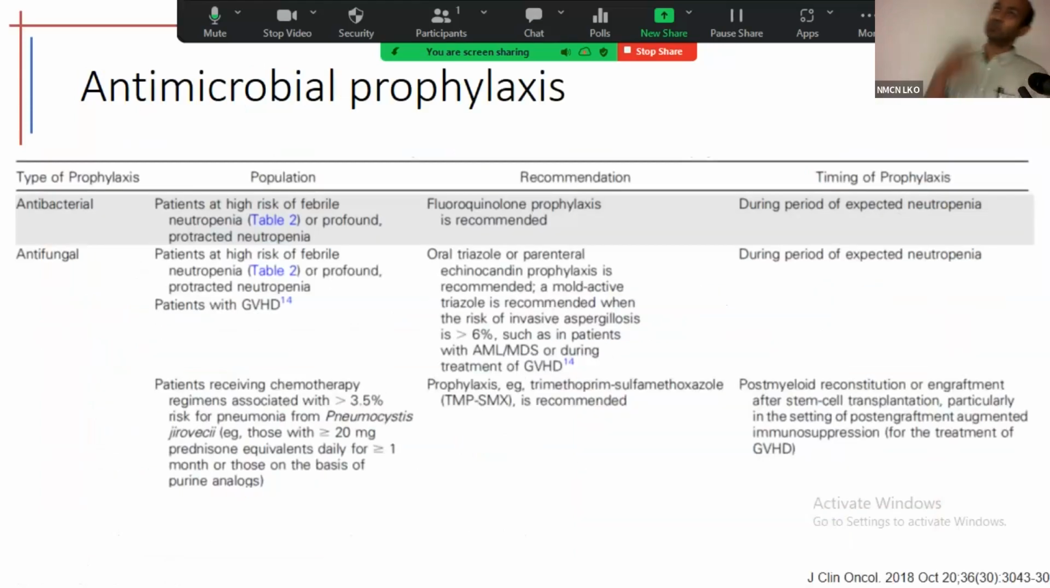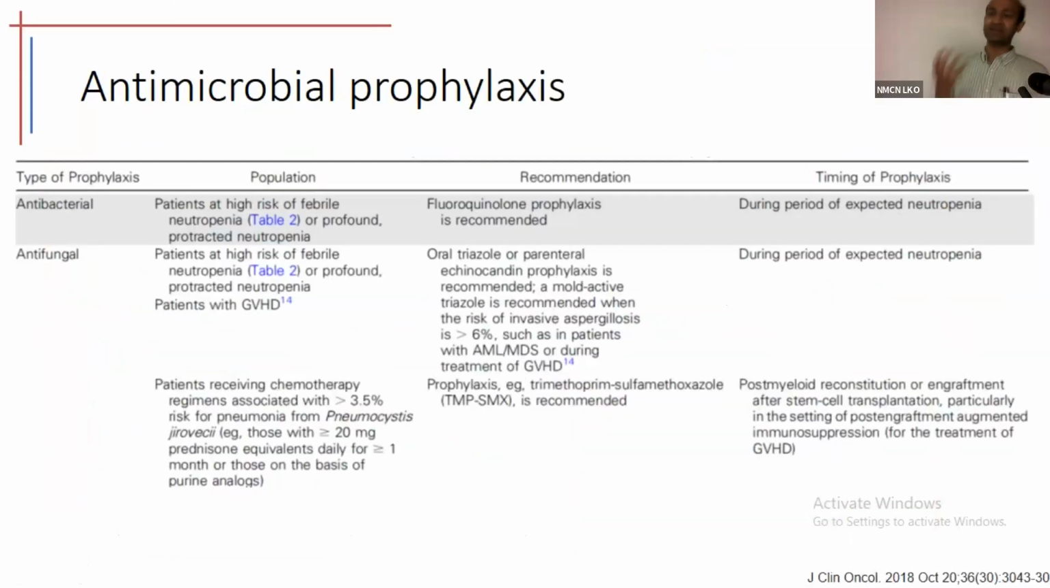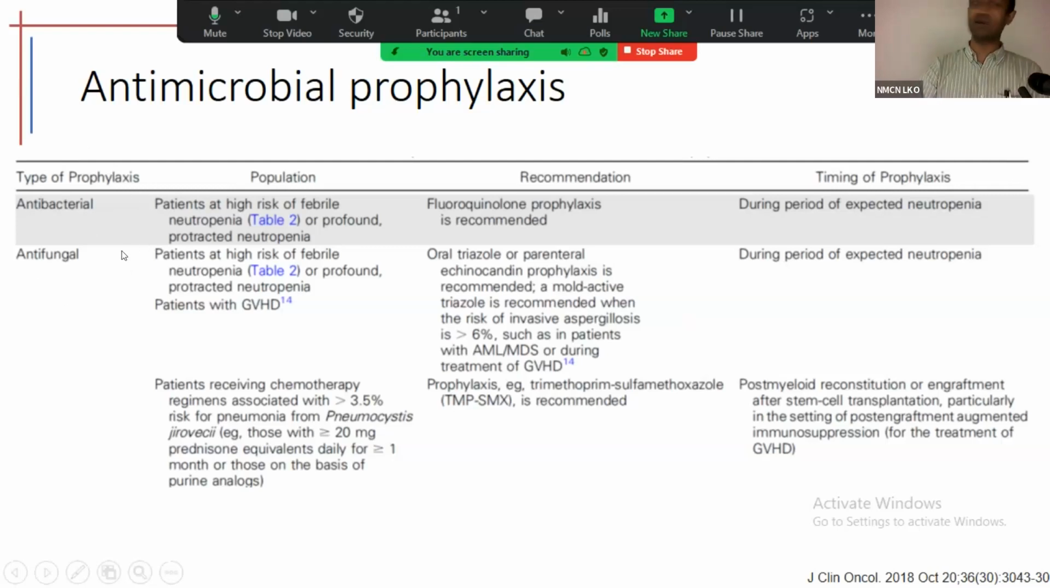So yes, when the patient is supposed to get a therapy that will result in neutropenia, you're anticipating neutropenia due to the therapy itself or the disease itself that is going to be prolonged, you need to give this patient antimicrobial prophylaxis. And these are guidelines from the American Society of Clinical Oncology. So this is there separately for antibacterials, antifungals, and antivirals. For antibacterials, again, patients who are at high risk of febrile neutropenia or protracted neutropenia, you can give them fluoroquinolone prophylaxis, daily fluoroquinolones, and you continue till the period of expected neutropenia, right?